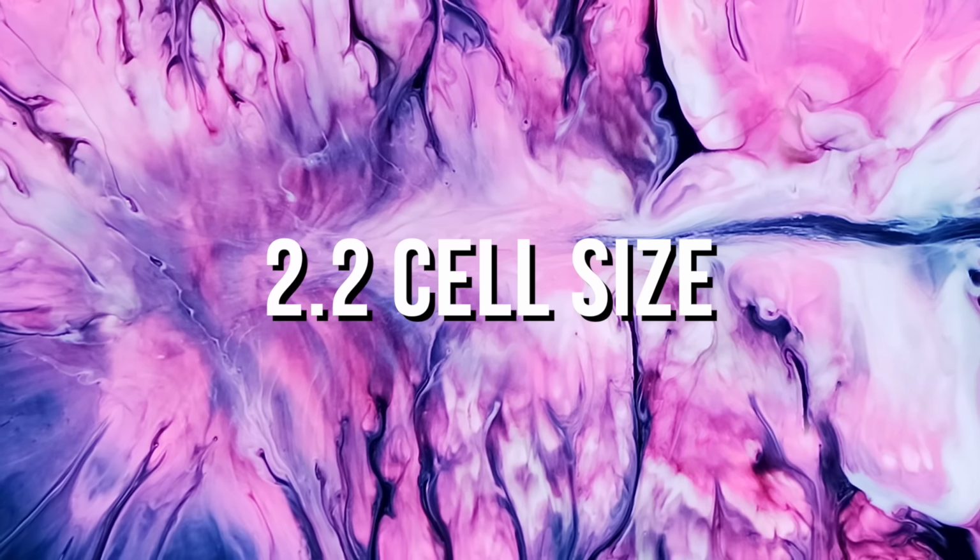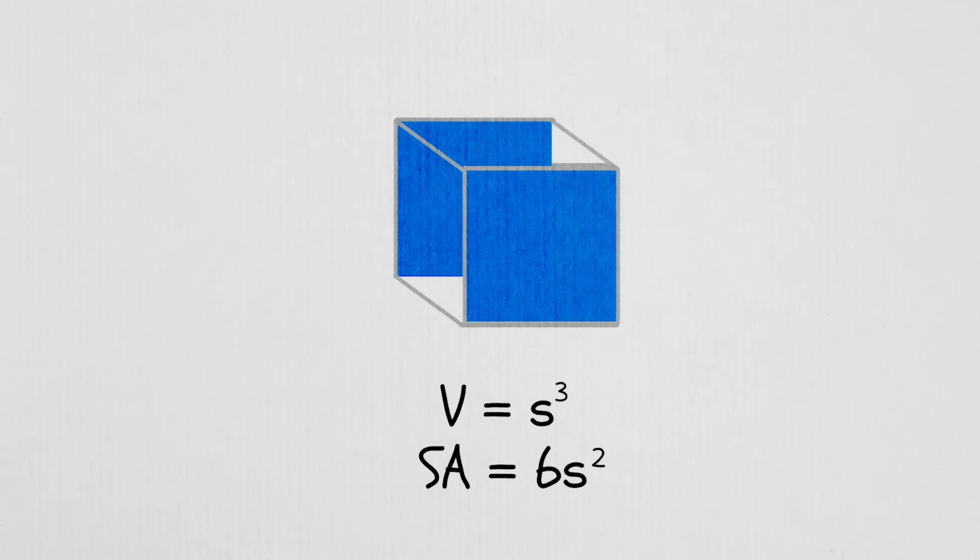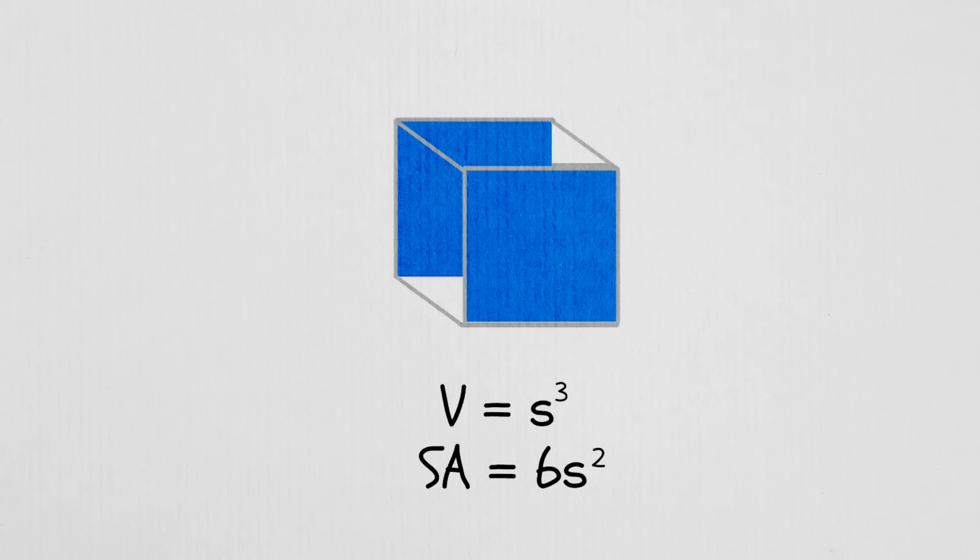2.2 Cell size. What does surface area and volume actually mean for cells? Surface area refers to the total area of the cell's outer membrane, the interface between the inside of the cell and the environment. Volume is the amount of space inside the cell, basically the cell's stuff, or cytoplasm and organelles. For cells to survive, the surface area has to be big enough to support the needs of volume inside, like supplying nutrients and removing waste.